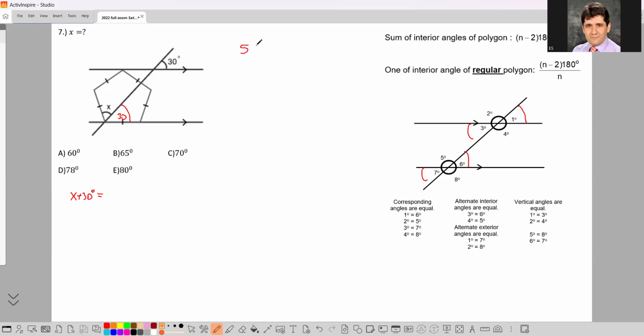The total sum of the interior angles of a pentagon is 540. Using this formula, divided by 5 angles, because all those angles would be equal, you get 108 degrees. So this angle should be 108. X plus 30 should be 108 degrees. That means X is 78 degrees. So the answer is D.